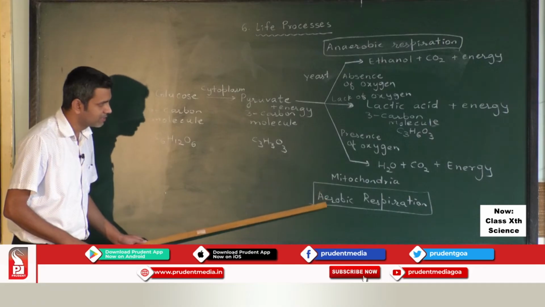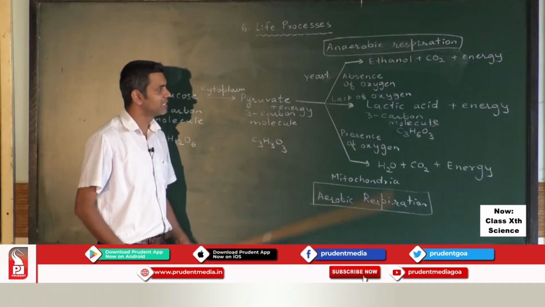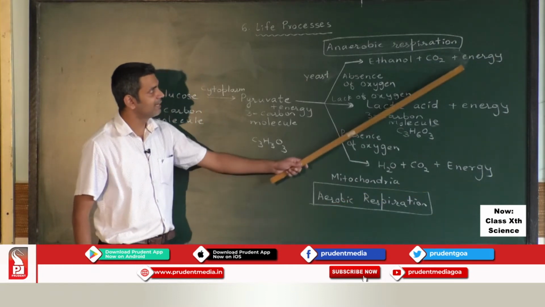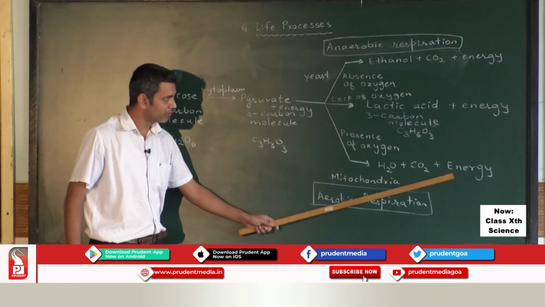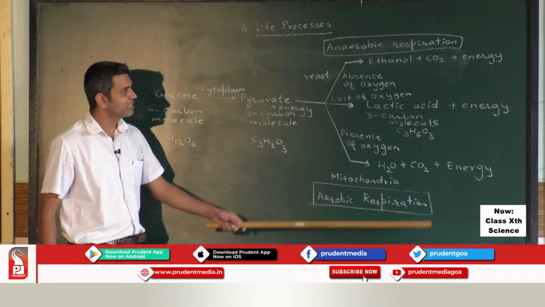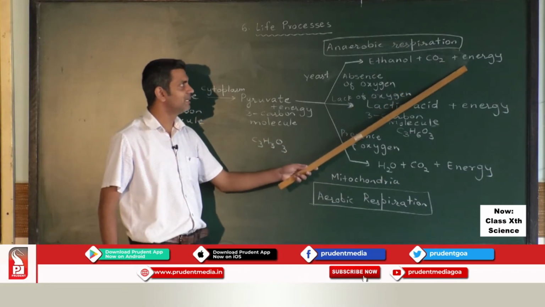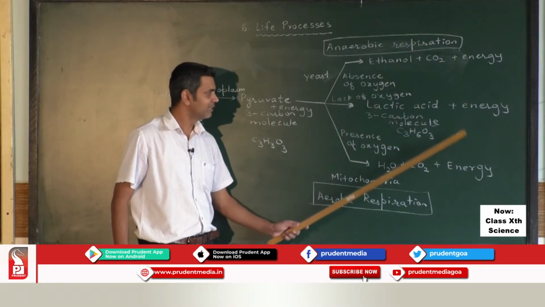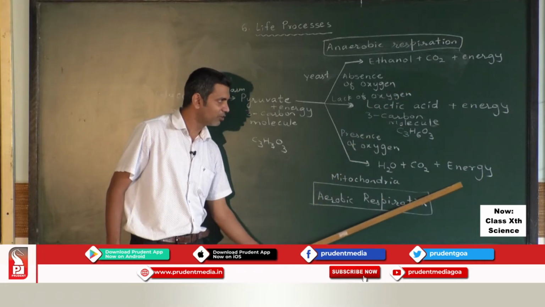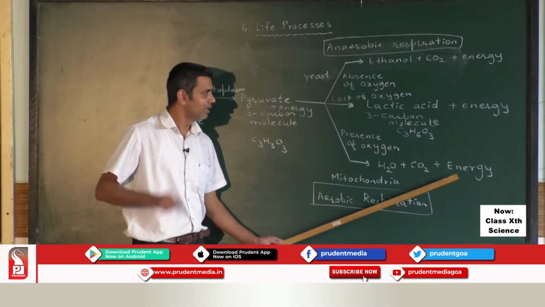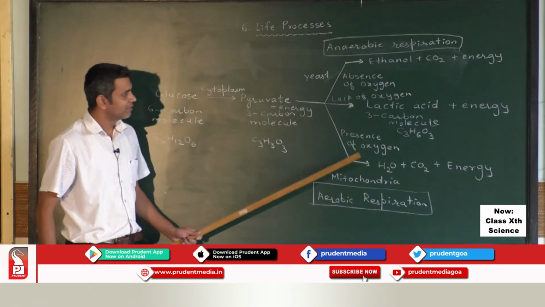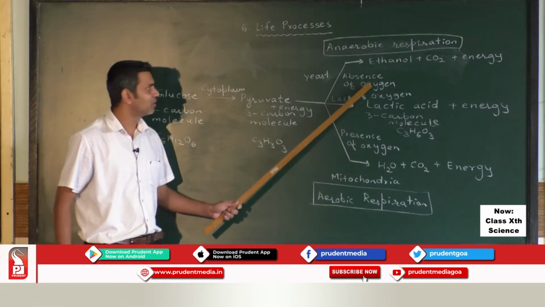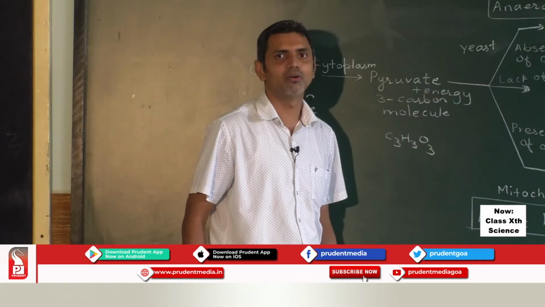A few minutes back we learned regarding aerobic respiration and anaerobic respiration. If we compare the energy produced in this case and in this case, energy produced in aerobic respiration is more as compared to the energy released during anaerobic respiration. Energy produced is less in anaerobic respiration, and in aerobic respiration energy produced is more. Now, why is more energy produced? Because this process takes place in the presence of oxygen, and in this case energy produced is less because this process takes place in the absence of oxygen.